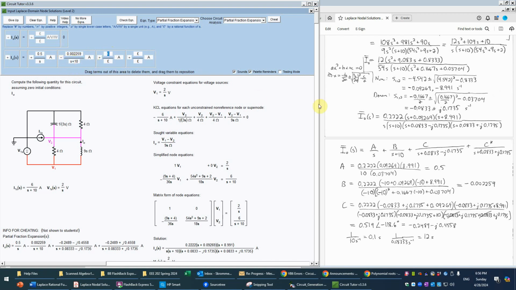And then for the C value, again, we have to put that in rectangular form. These text boxes don't currently allow for the polar form. So that's going to be negative 2489 minus J times 558. And then that's going to be the S plus 0.0833 minus J 0.1735.